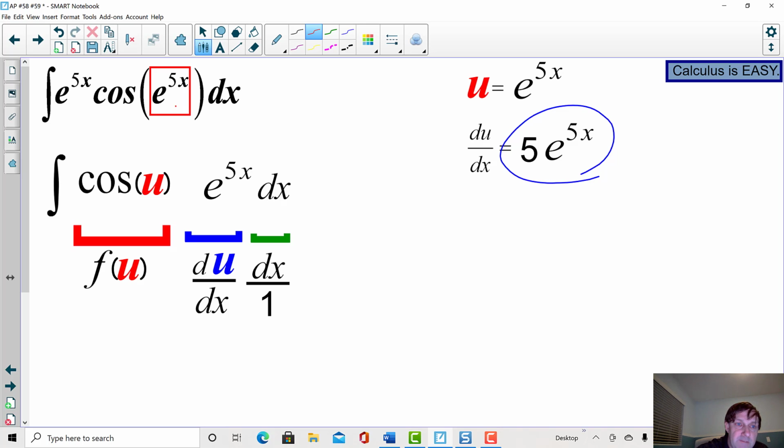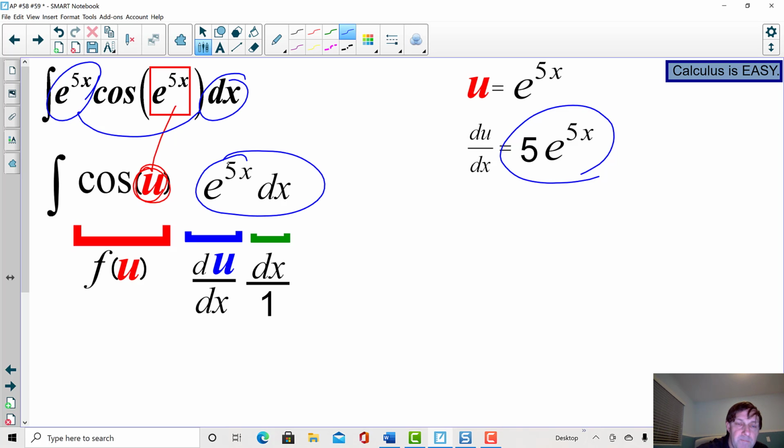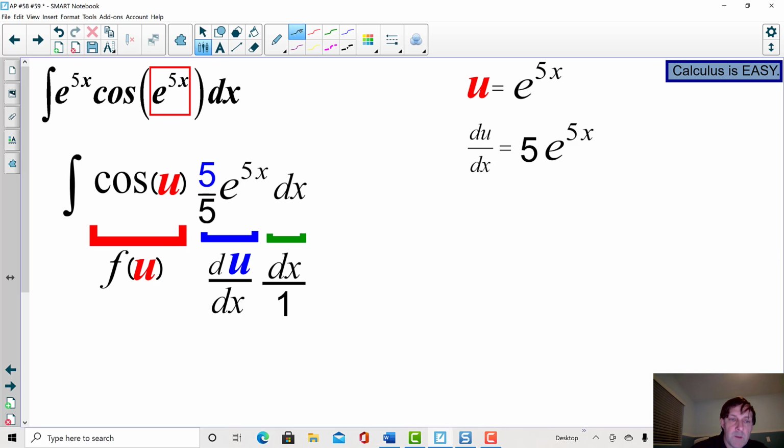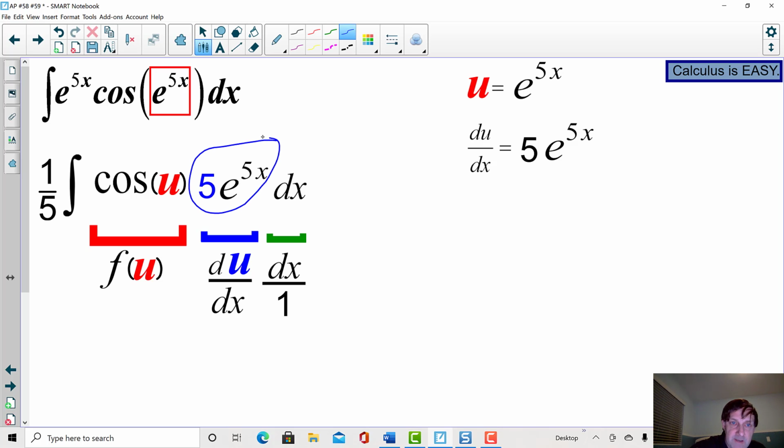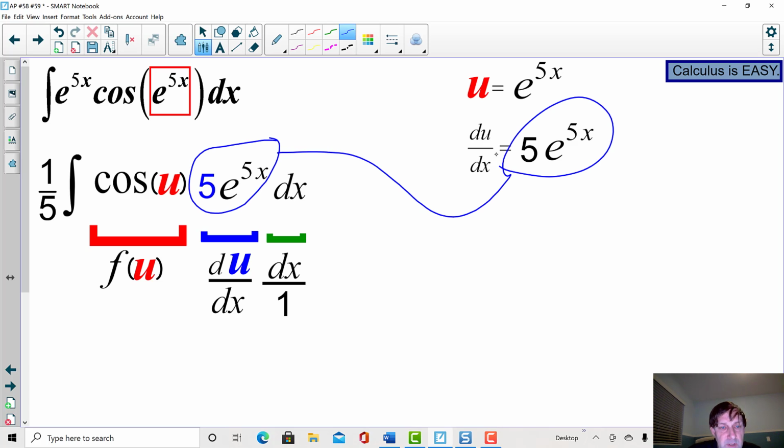Now we're trading e to the 5x for our u, and we can move this stuff over, along with the dx, sitting right here. And remember, we need 5e to the 5x, but we just have e to the 5x. So we're missing a 5. We need a 5 right here. So we're putting a 5 over 5 right here, and we don't need that 5 on the bottom, so we can bring it out to the front. It'll be a 1 over 5 in the front, and now we're just left with a 5e to the 5x. Remember, 5e to the 5x is exactly what we wanted. That's our du dx. And so now we have a du dx sitting right next to our dx, so the dx's will cancel, and we'll just be left with a du.